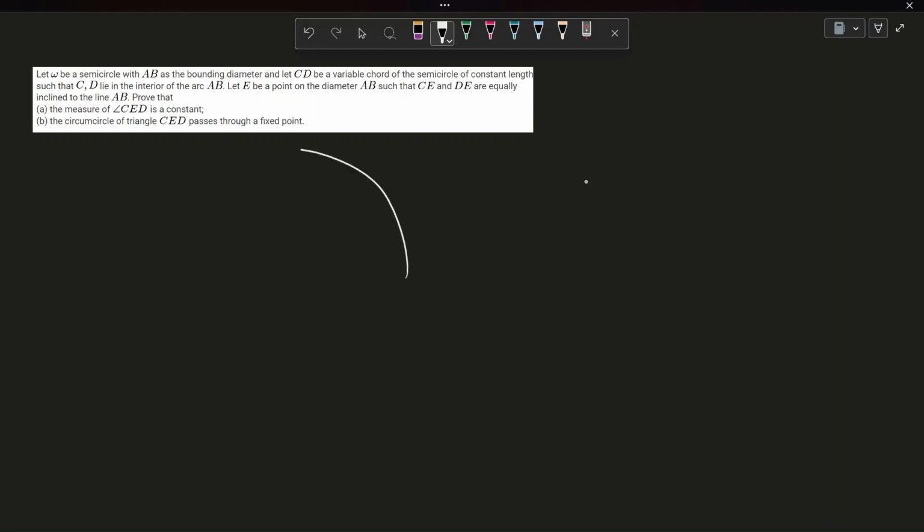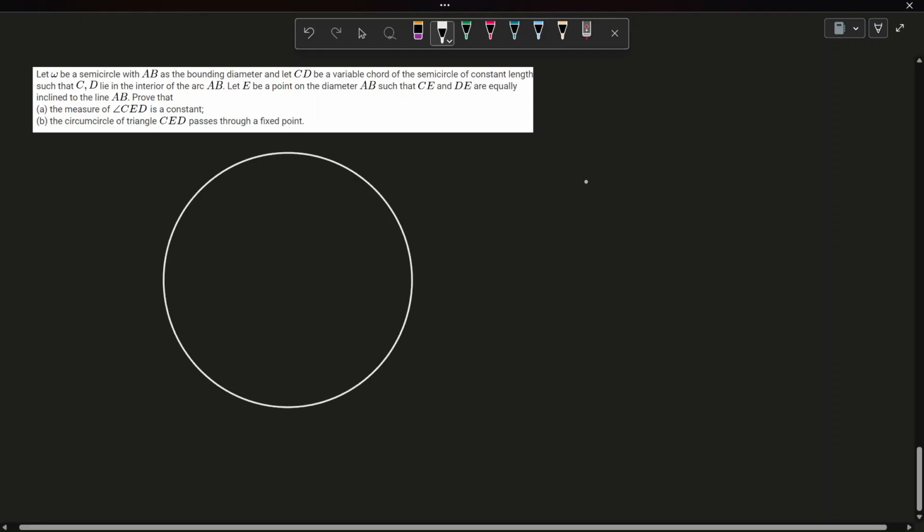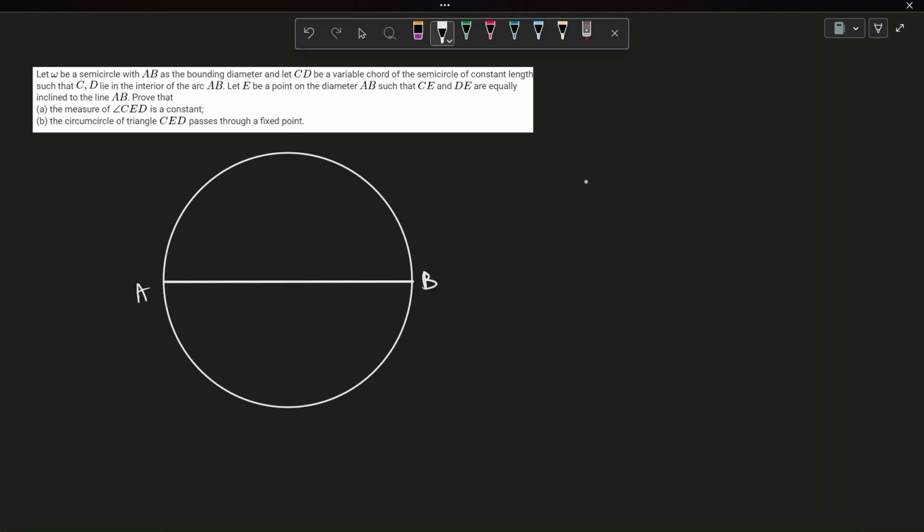So first let's draw a circle. This is a circle and we will draw diameter AB. So basically our semicircle is the upper part. This is the semicircle that the question is talking about. And CD be a variable chord of the semicircle of constant length.